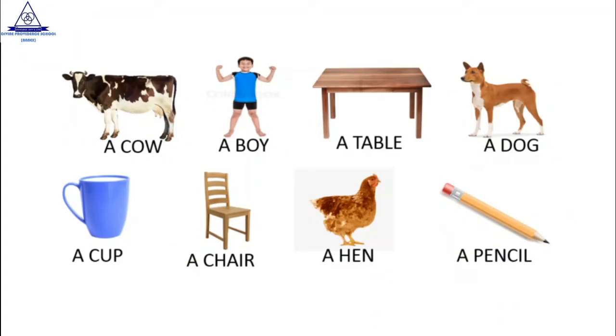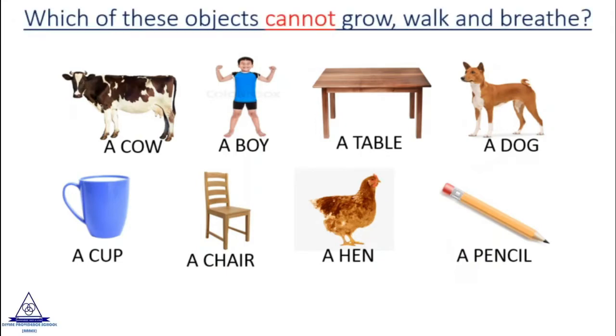Watch your screen and identify the objects on your screen. I hope you can see the living things in there. Good. So you already know living things. Now, learners, watch your screen and tell me the things that cannot grow, that cannot walk, and cannot breathe. Since you already know the living things, mention the things that cannot grow, that cannot walk, and cannot breathe. Good.